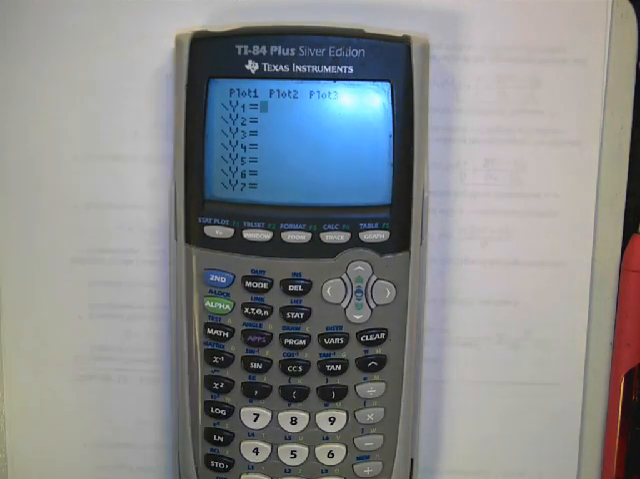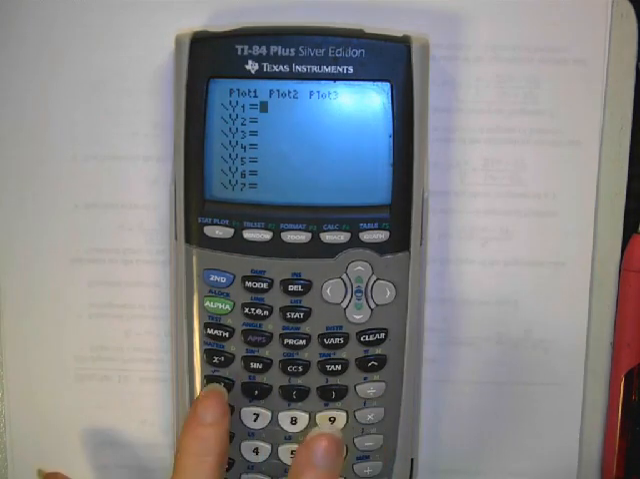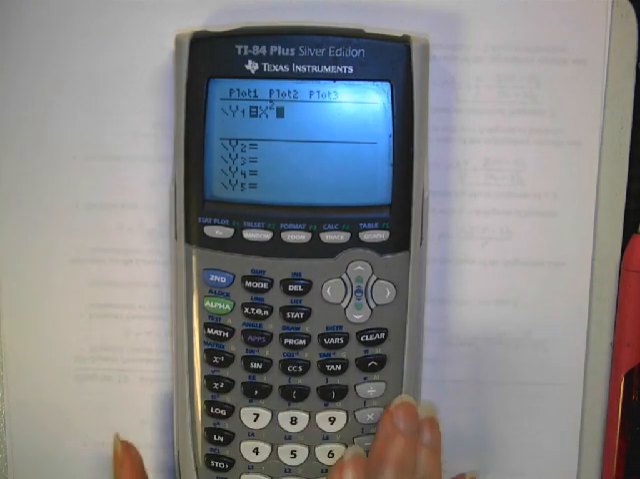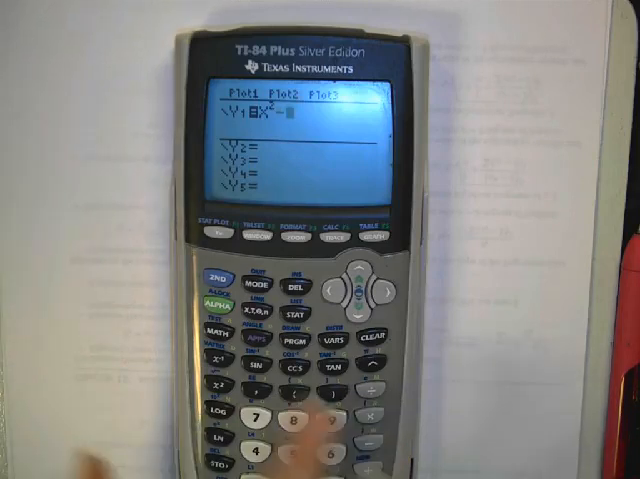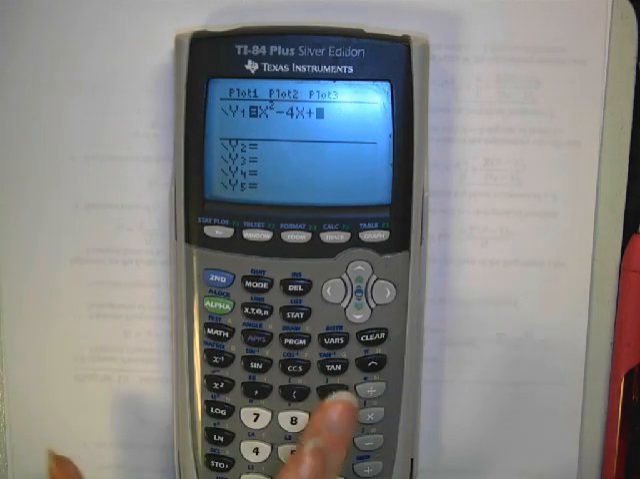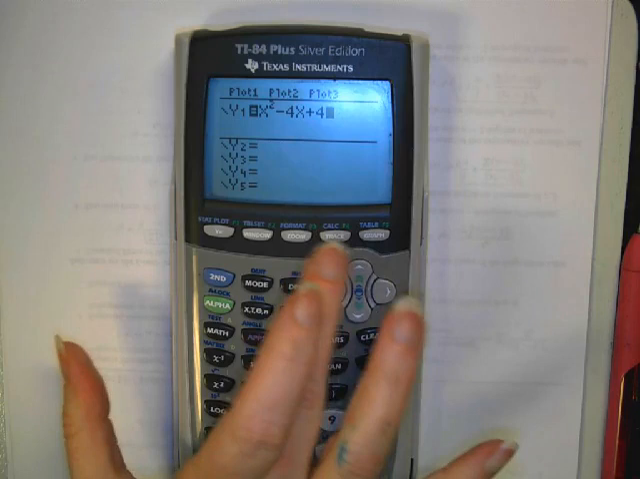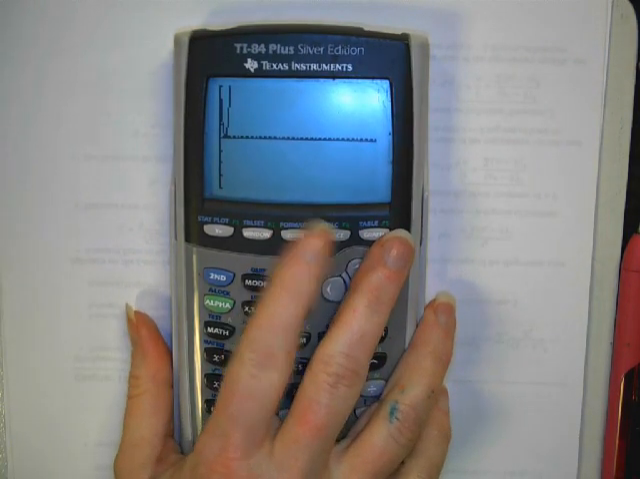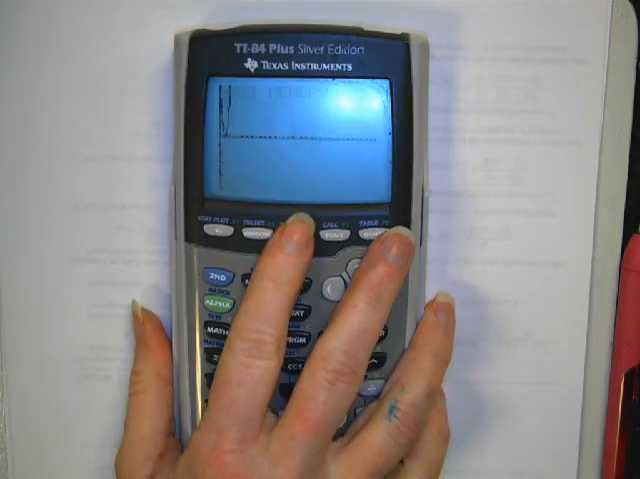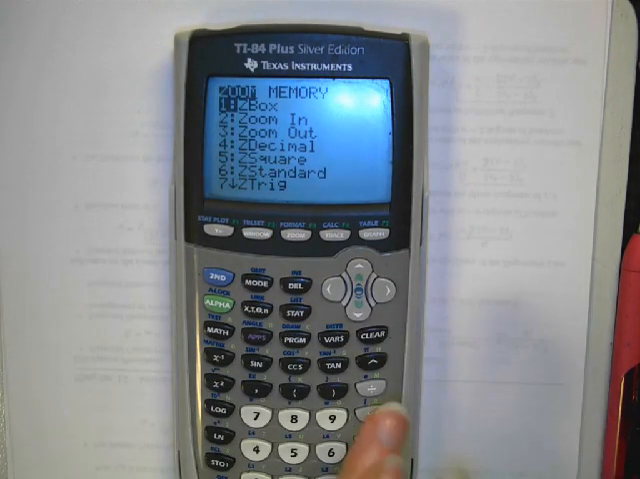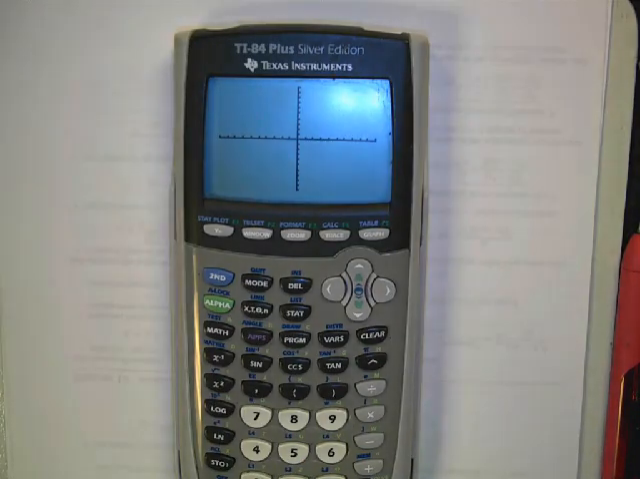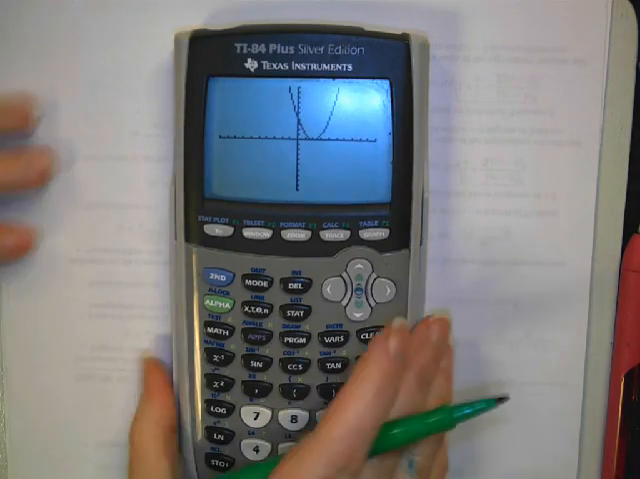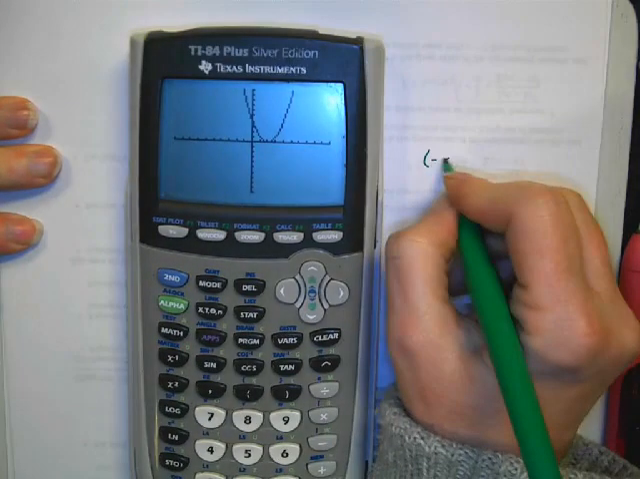I'm just going to type in x squared minus 4x plus 4. And then I'm going to hit graph. Reset my window. So let's see. All right, so this is what my quadratic looks like, and so it looks like it has a domain of negative infinity to positive infinity if you're writing it in interval notation.